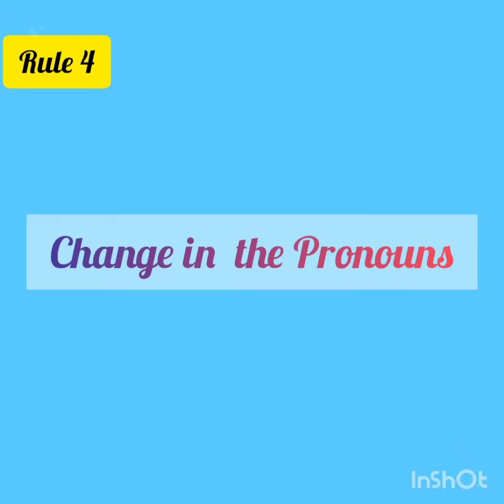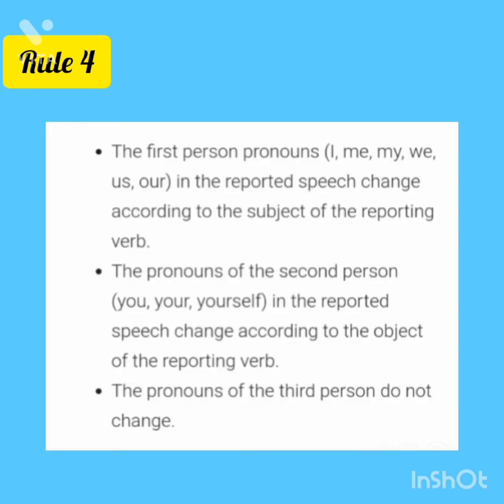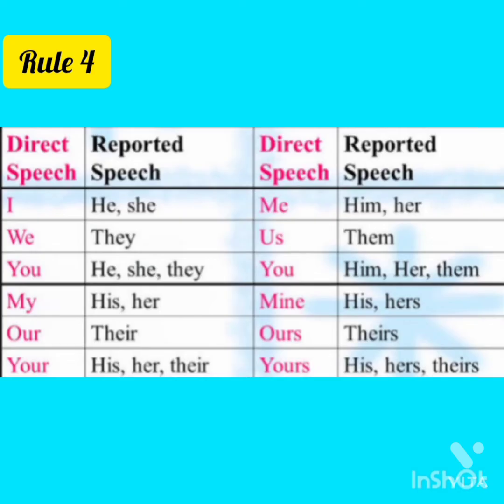Now rule number 4 says something about the change in the pronoun in the sentence when we convert from direct to indirect speech. Now the rule says that the first person pronouns I, me, my, we, us and our in the reported speech change according to the subject of the reporting verb, and the pronouns of the second person you, yourself, your in the reported speech change according to the object of the reporting verb. And next is the pronouns of the third person. They do not go for any changes. Now you can see over here the changes.